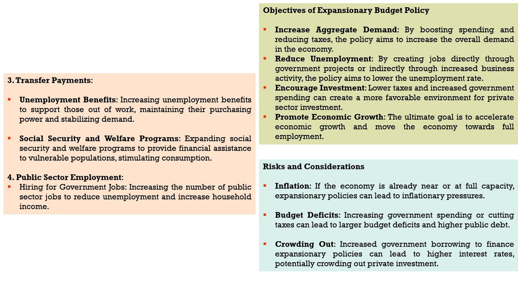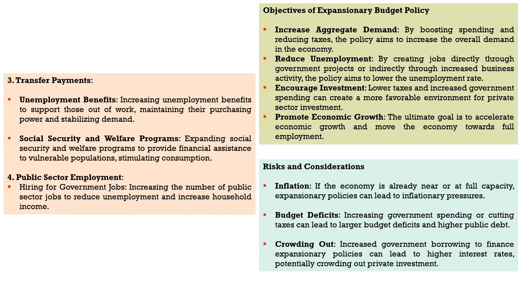Expanding social security and welfare programs to provide financial assistance to the vulnerable population is also an expansionary policy. Similarly, hiring more and more people for government jobs, increasing the number of public sector jobs to reduce unemployment and increase household income, is also an expansionary policy that leads to an overall increase in aggregate demand in the economy. So, what are the objectives of expansionary budget policy?